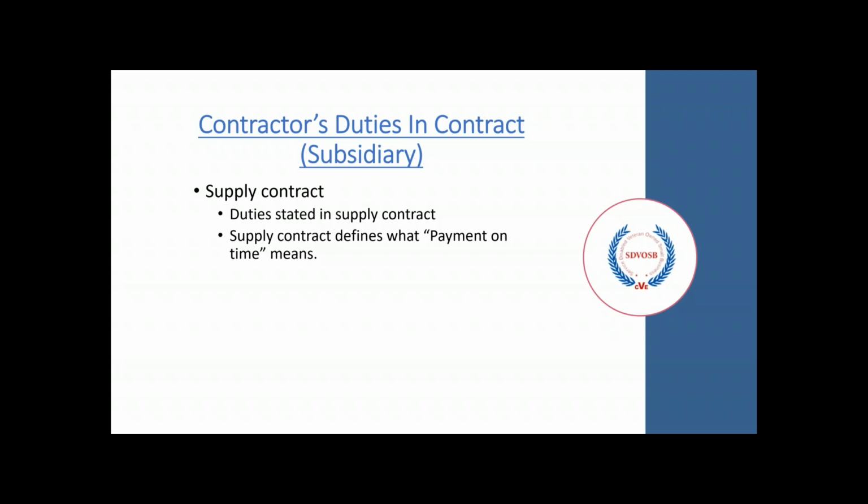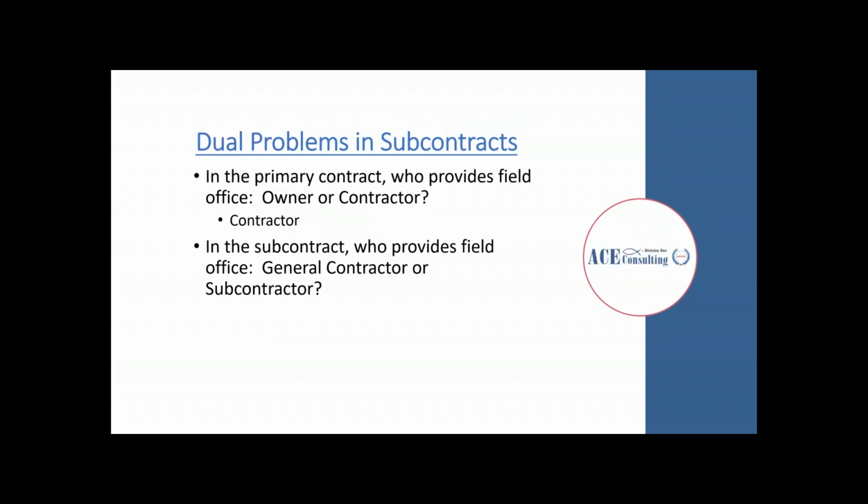In a supply contract, the duties will be explicitly stated in the supply contract. The supply contract will be able to define what payment on time means. If it's a net 30 contract or if it's a net 45, how much time the general contractor has to pay the supplier will all be defined within the subcontractor agreement.